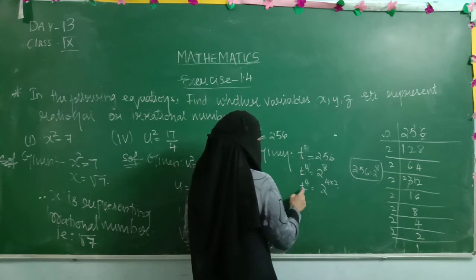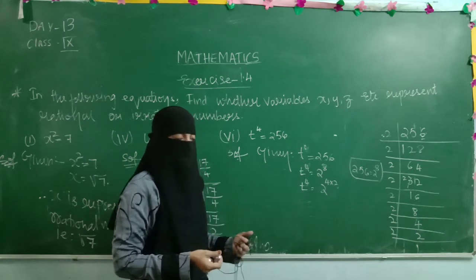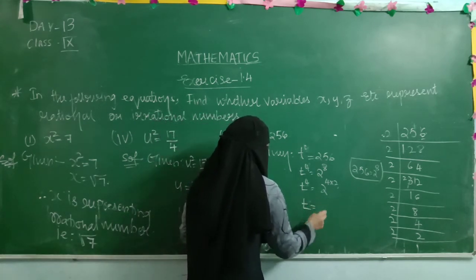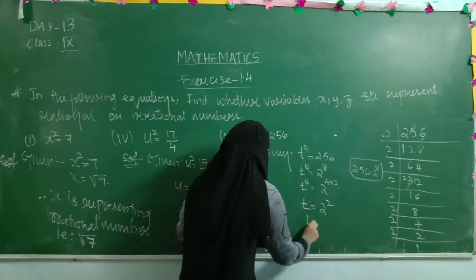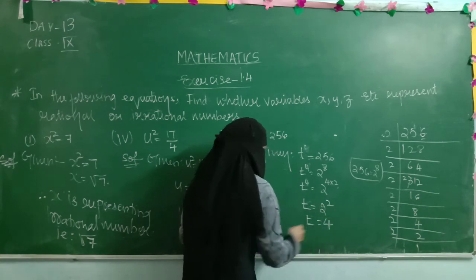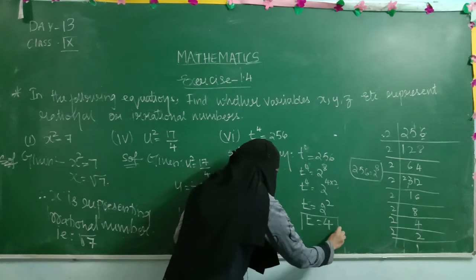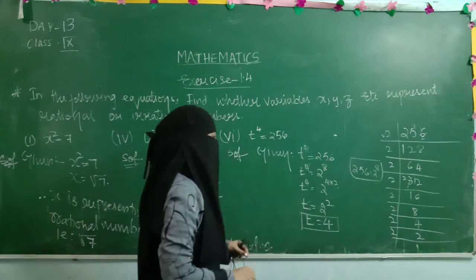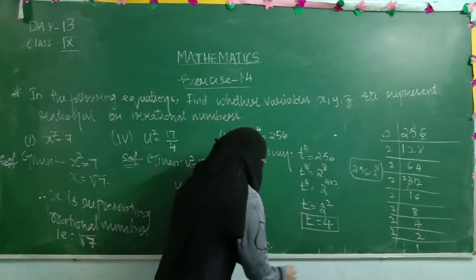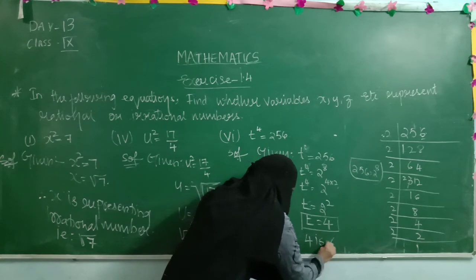Or we can write this as: we have to take the 4th root on both sides, or directly we can cancel them, and you will get 2 to the power of 2. So t is equal to 2 to the power of 2, which is nothing but 4. So the value of t is equal to 4. t equal to 4 is a rational number. So what is t representing? t is representing a rational number. Fine.